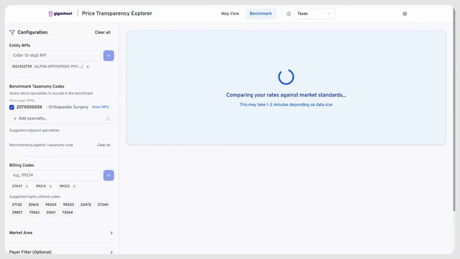So this will run for a couple of minutes and should build a benchmarking report for us that compares this particular orthopedics group to the broader market.